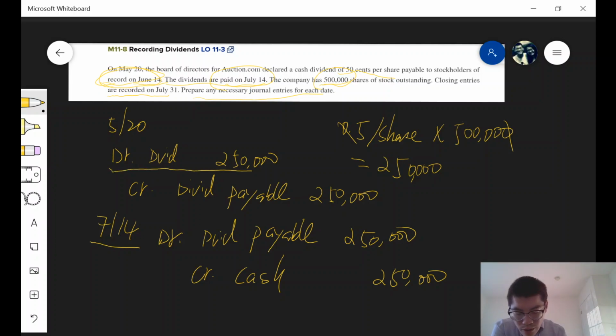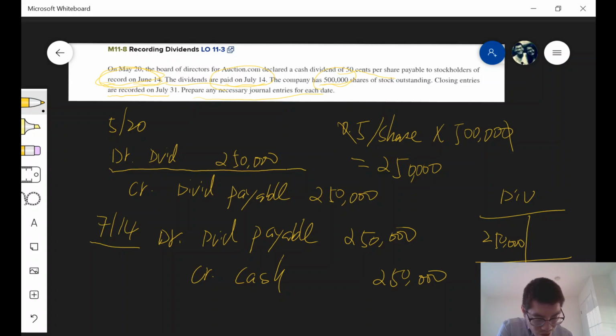Now look at the May 20th journal entry. We recorded a dividends balance. Assuming there was no dividends balance before this transaction, we have a dividends T account, and this balance is going to be $250,000.